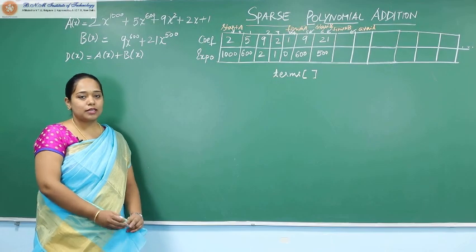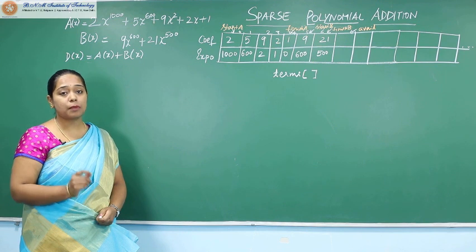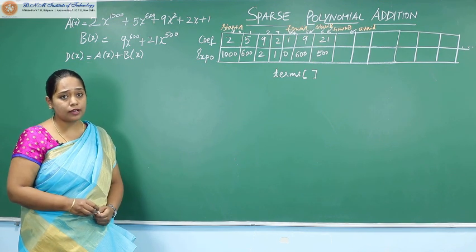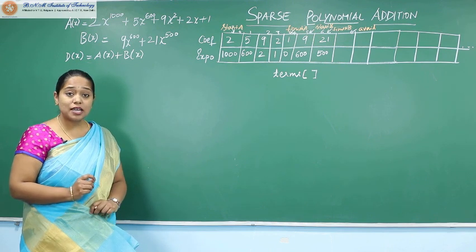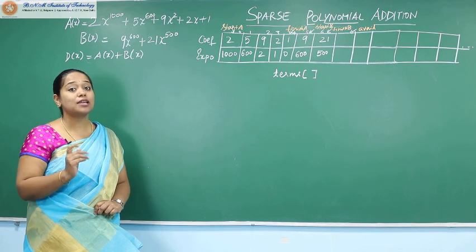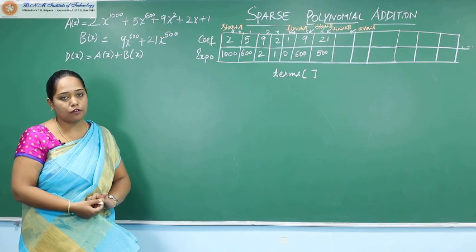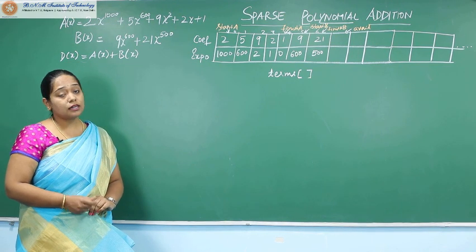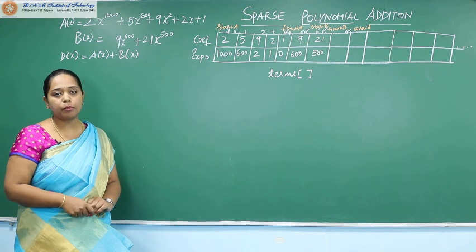So the first thing that you're going to see in this video is how to write the function of sparse polynomial addition. In the previous video, you saw that a sparse polynomial is a polynomial whose degree is very high, whereas the number of terms in that polynomial is very less. So such a polynomial becomes a sparse polynomial for us. Now, the degree of that polynomial is the largest exponent.